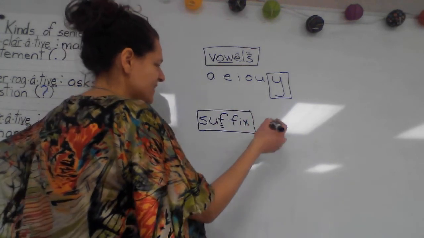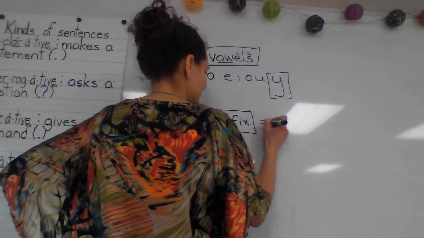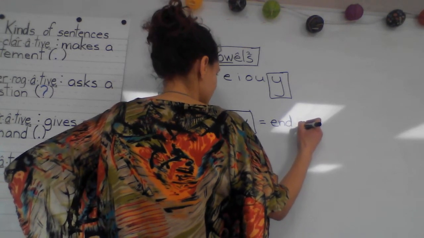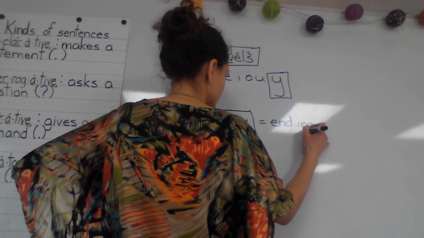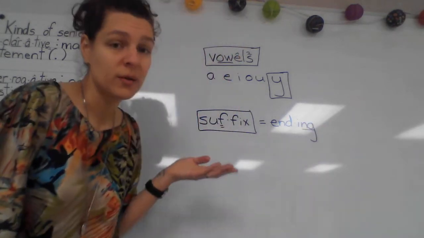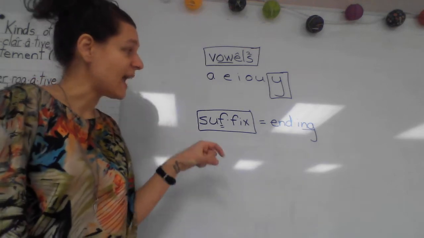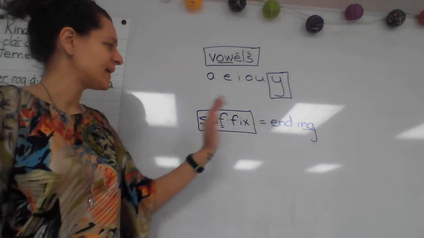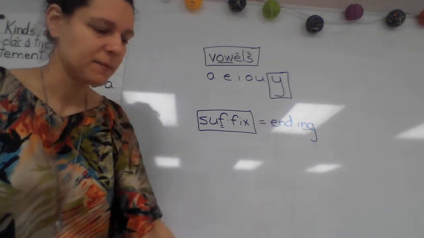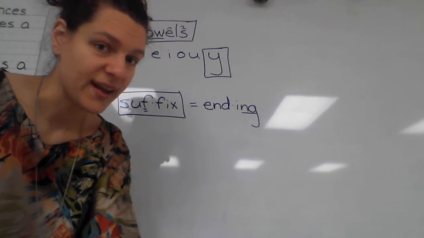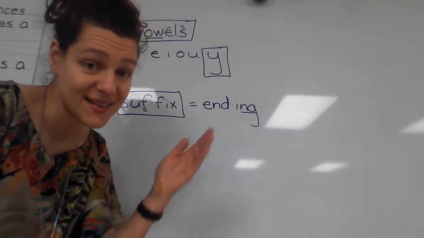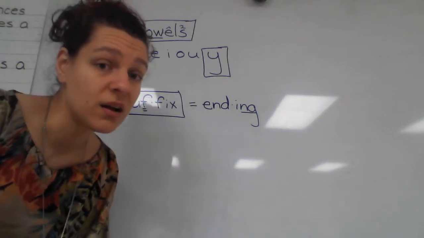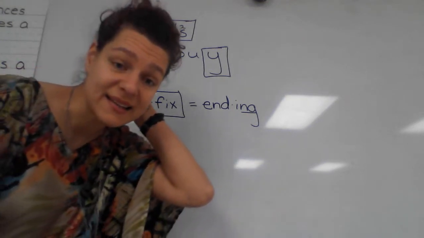All right, I like to say a suffix is an ending. It's something that we put on the end of our word, and it changes when we would use it. It might change the tense of the word. It might make a singular noun plural, but a suffix is an ending. And if we actually look at the word ending, we have a suffix in the word ending, right? We see that all the time.